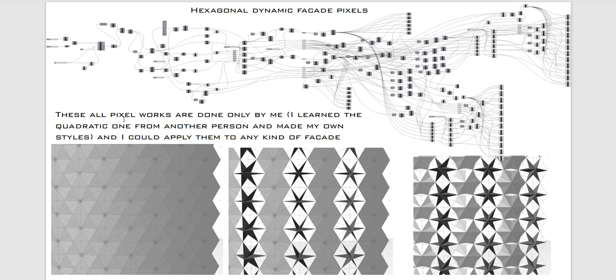All of these pixel works are done only by me. I learned the quadratic one from another person, and yes, there were some Indian guys. I watched their videos, I read their PDF tutorials. I am thankful for them, and from them I learned how to make this kind of parametric facades, and I did it. So these notes describe how I started, from where I started and where I ended. As I mentioned before, you can see that I worked very profoundly with this.